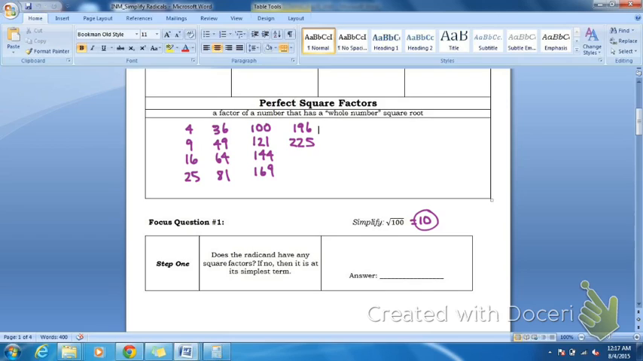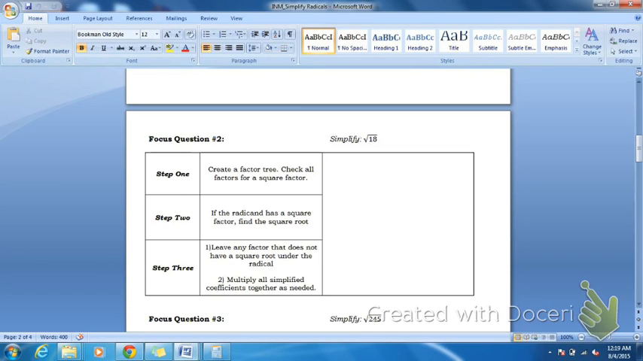Something to keep in mind, and this is a big thing for this lesson: when you take the square root, you must make sure after you simplify, there is no radical anymore. That 10 no longer has a radical. It's just plain 10, just a number. Please keep that in mind.